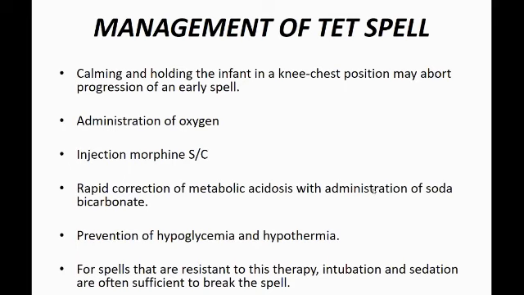Injection morphine is used subcutaneously in order to calm down or sedate the child, because irritability and restlessness further exaggerate the spell. For correction of metabolic acidosis, we can use a small bolus of normal saline, 5 to 10 ml per kg. We can also use sodium bicarbonate to correct metabolic acidosis. Similarly, prevention of hypoglycemia and hypothermia is very important, because both can exaggerate a TET spell. For spells that are resistant to this therapy, intubation and sedation are often required to break the spell.